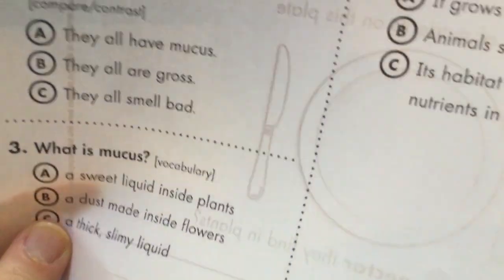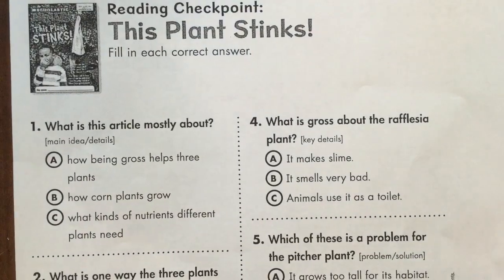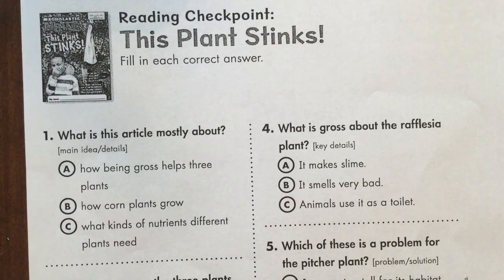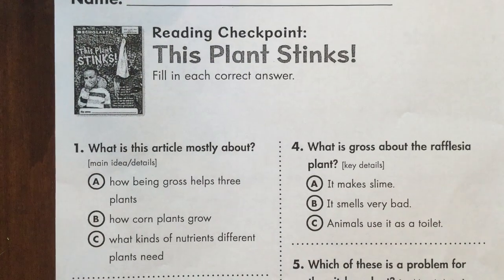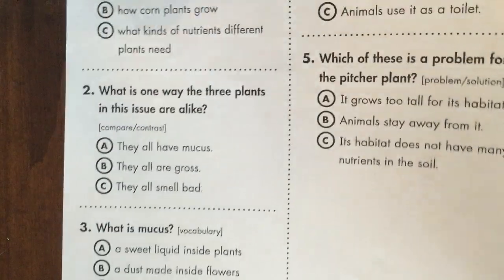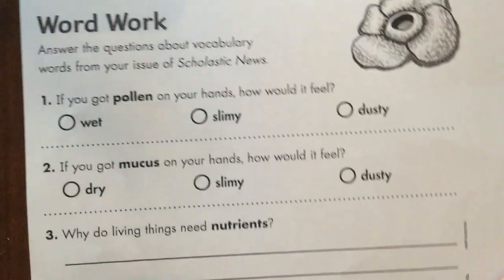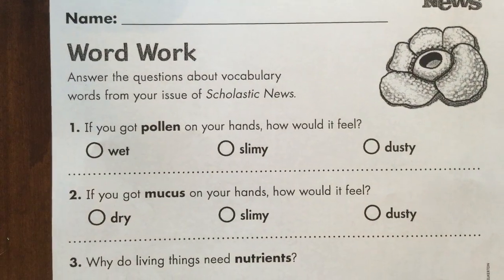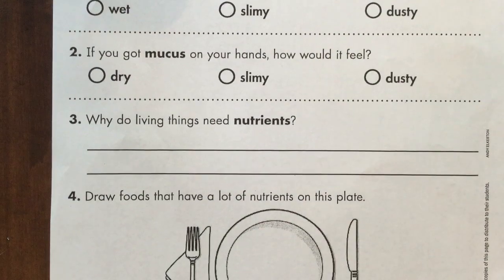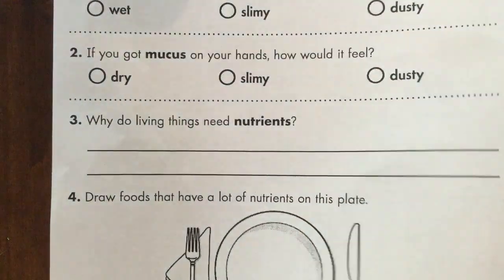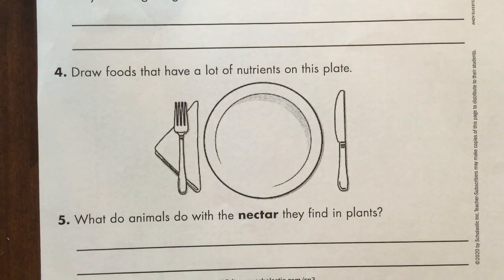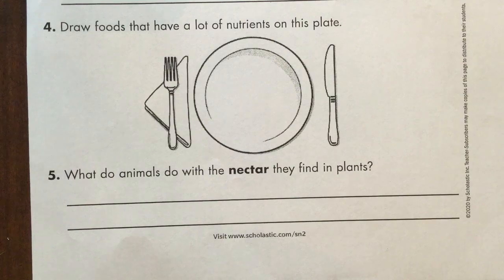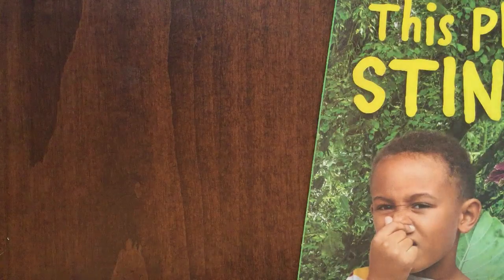So when you're done reading it and doing all of the activities, don't forget that you have to do the graphic organizer that comes with it. So here's the reading checkpoint. Remember, you're going to read the question and then color in the bubble. And then on the back, this is the vocabulary work. So you're going to read the question and you're going to either write a sentence or color in the bubble. Here you have to draw some foods that have nutrients on the plates, and you have to answer the question about nectar.